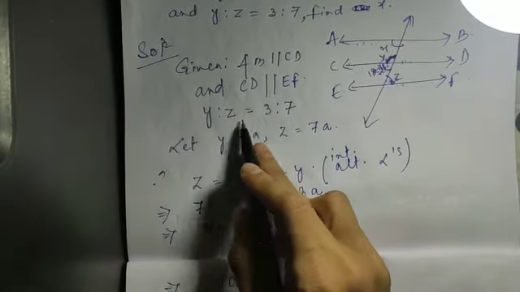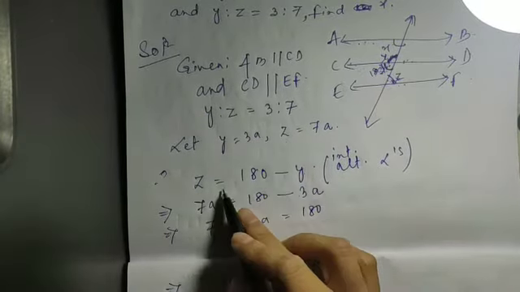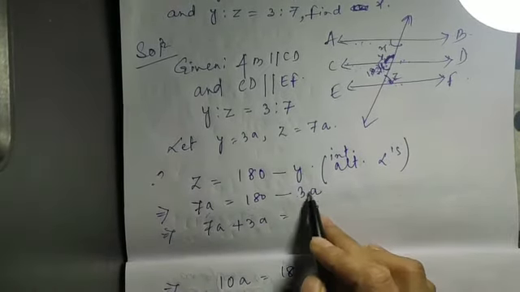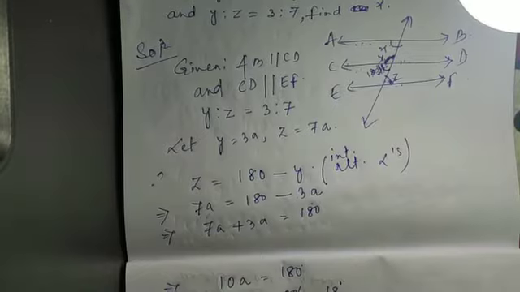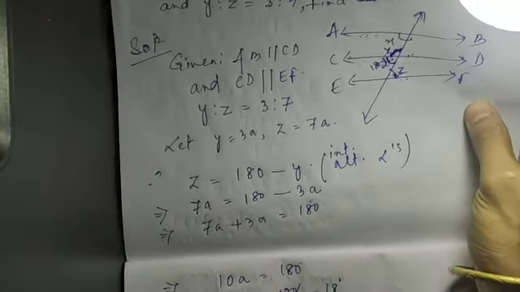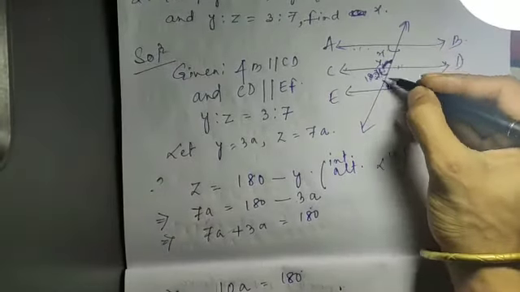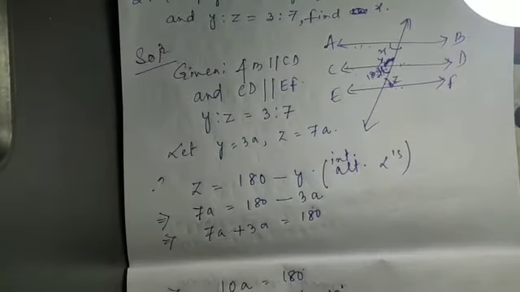Putting the values that have been given in ratio, in the form of A, Z equal to 7A, Y equal to 3A. So, solving and getting the value of A, that is 18 degrees. Right? Now we have to find out the actual Z and Y values. Okay?